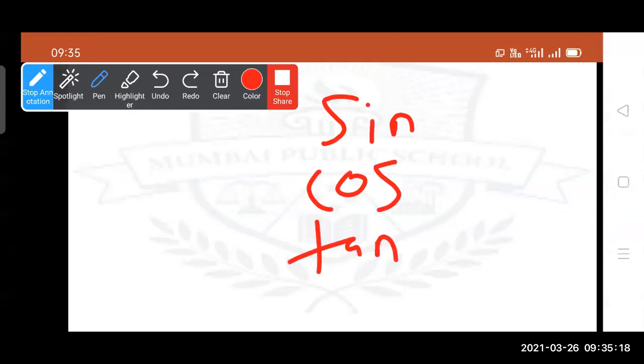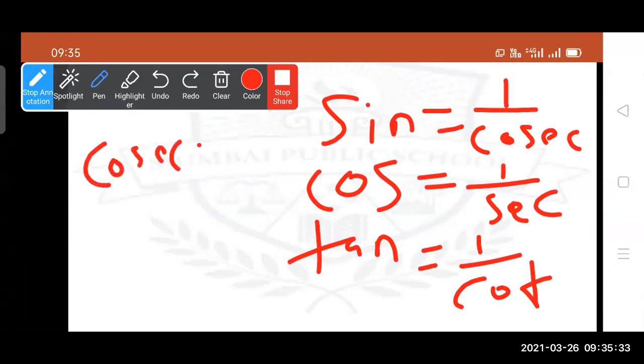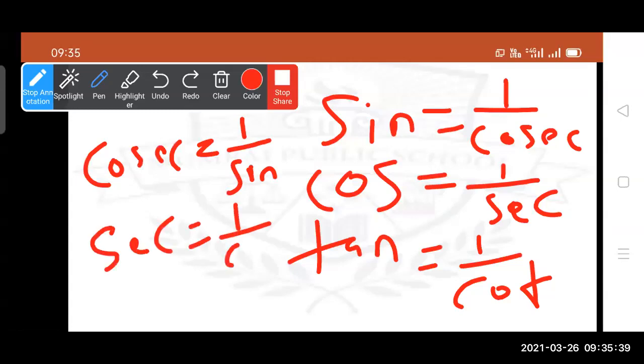Okay. And remember one thing, here we see 3 trigonometric ratios sine, cos, and tan. And the reciprocals: 1 by cosec, 1 by sec, remember this ratio, and 1 by cot. Also you write cosec is the reciprocal of 1 by sine, sec is the reciprocal of 1 by cos, and tan is the reciprocal of 1 by cot. So its value also changes.